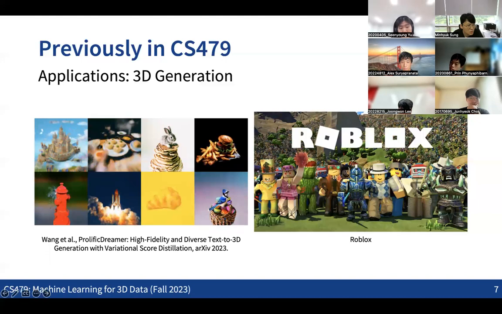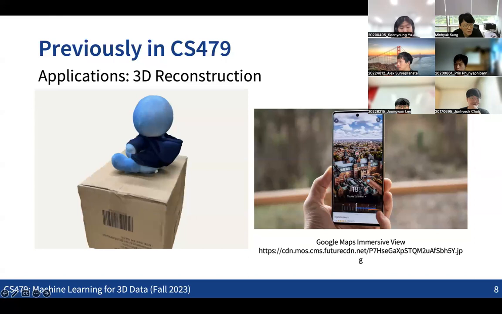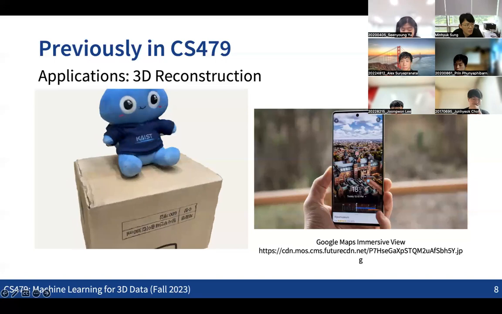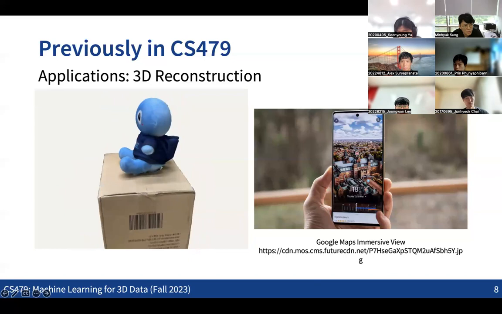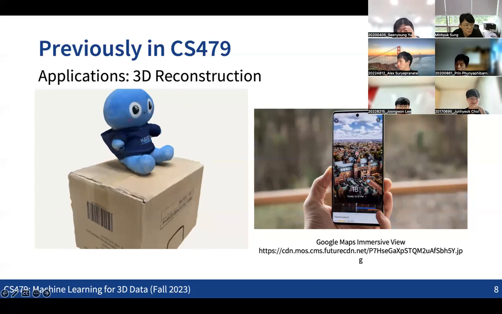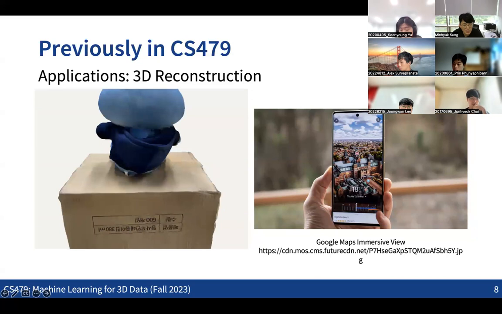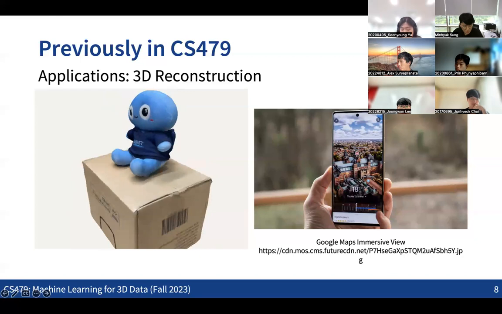And also for 3D reconstruction, this is also the state of the art. If you can basically take a video of any object or scene, then we can create virtual objects or scenes that basically copy the physical things into the virtual world. This kind of technique is already being used in some products by big tech companies. One example was the immersive view from Google Maps, which shows a 3D reconstruction of the entire city using these techniques.